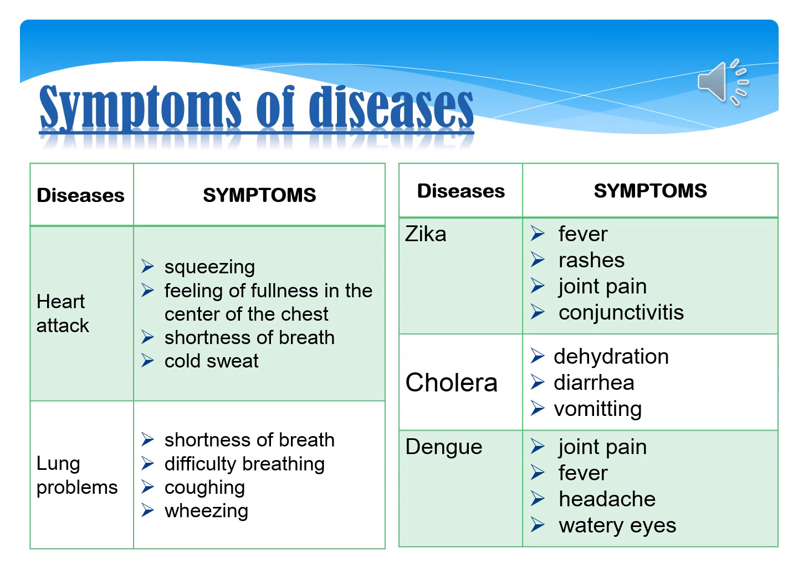Now, what is a symptom of disease? We have listed 5 examples here, and among these examples, heart attack and lung problem are non-infectious diseases, while Zika, cholera, and dengue are infectious diseases. Heart attack and lung problems have the same symptom, which is shortness of breath.